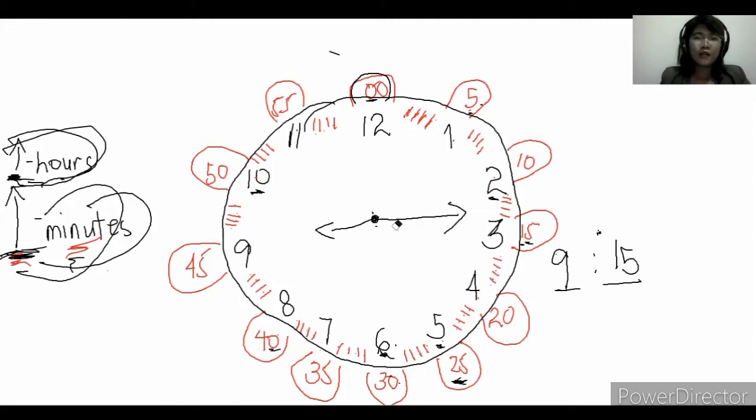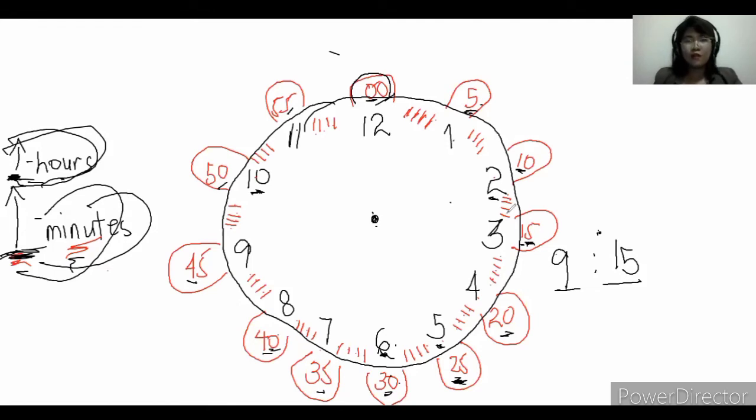Okay. So we will memorize the number outside the clock because that is only an imaginary number. Okay? So in number 1, it is 5, 10, 15, 20, 25, 30, 35, 40, 45, 50, 55, o'clock. You will say o'clock so that you will not be confused.